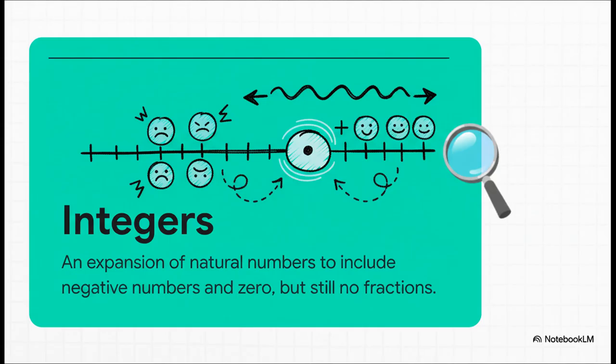Okay, so you take those natural or counting numbers we just talked about, and you just add one more thing, 0. Boom. Now you've got a new set called whole numbers. It's that simple: 0, 1, 2, 3, and on.